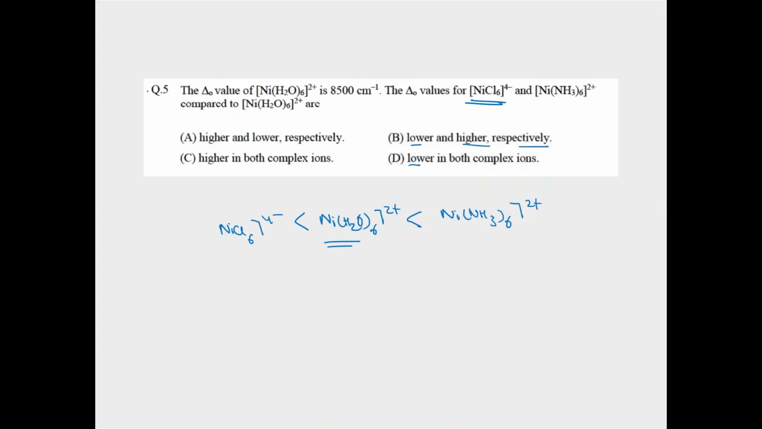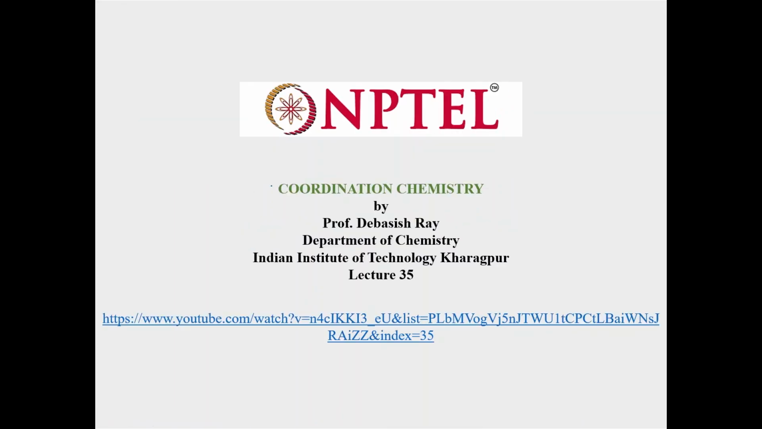So among the given options, option number B, that is lower and higher respectively, is the correct option for question number 5. To know more about this topic, please refer to the lecture series on coordination chemistry by Professor Debashish Rai from the Department of Chemistry, IIT Kharagpur.